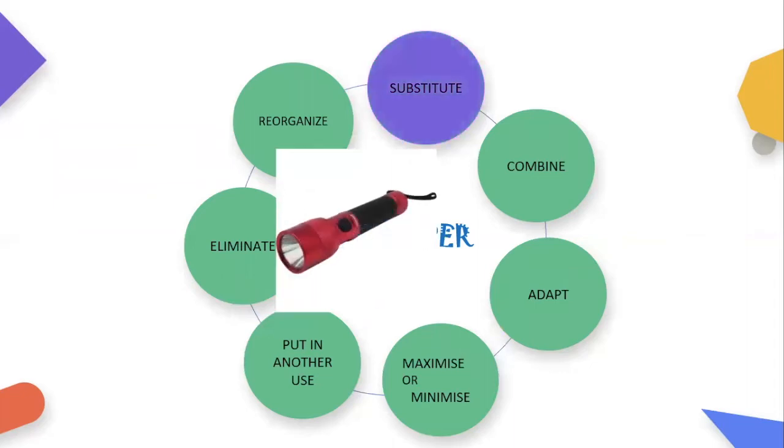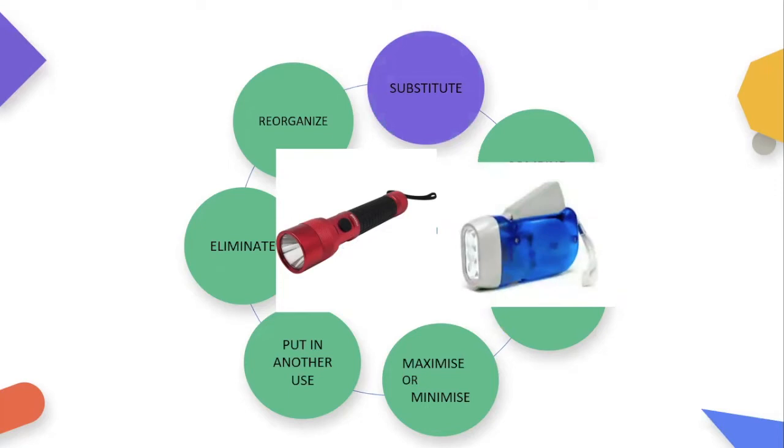For substitute, here I have a torch which uses an alkaline battery. What could I substitute to make this torch more ecological, for example? I could use a dynamo to generate electricity instead of the alkaline battery, and therefore not produce a wasteful, toxic product.